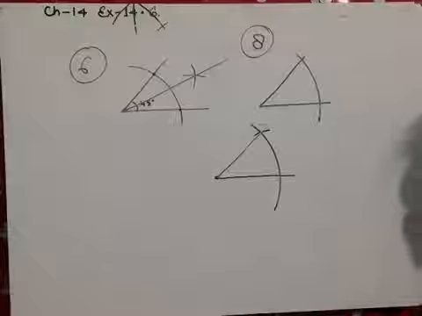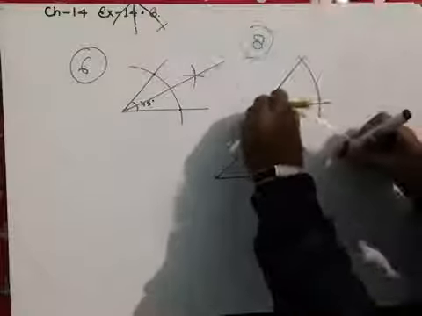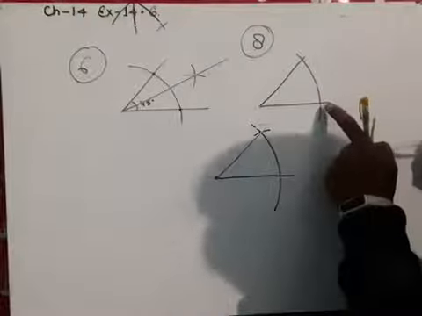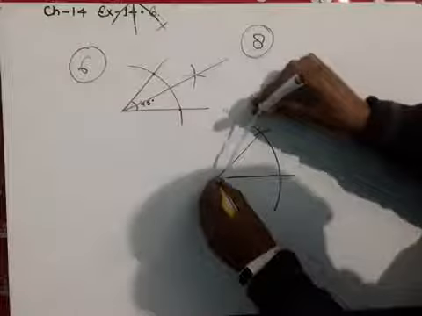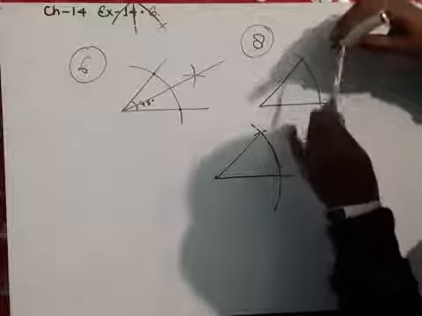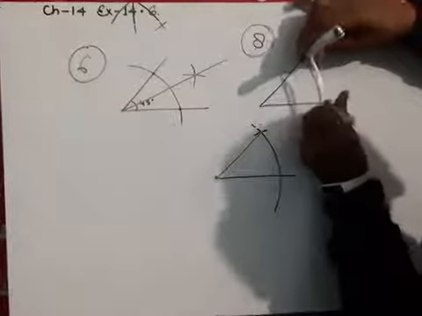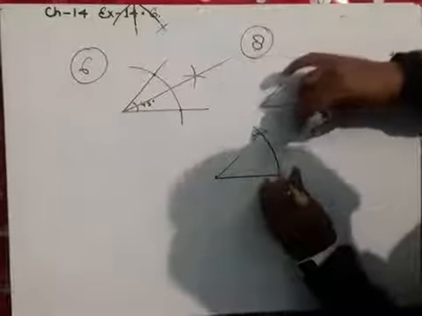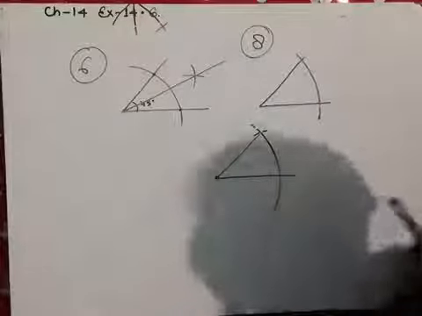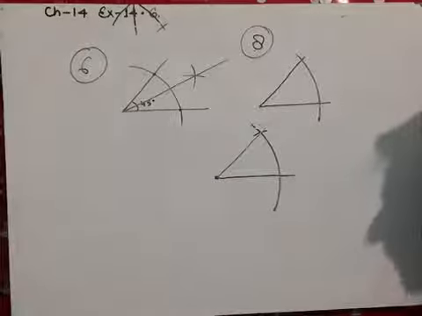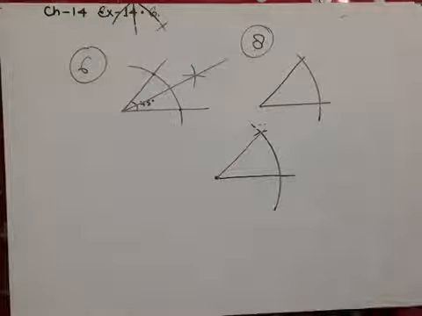Again I am repeating what you have to do. First of all, you have to draw one line segment. Then you have to take your compass and make one arc. After making the arc, similarly you have to make one arc here. And after making the arcs, you have to measure the distance between these two arms. At the same distance you have to make one mark and join it. So this will be the copy of the given angle. By this method you can draw a copy of any given angle.